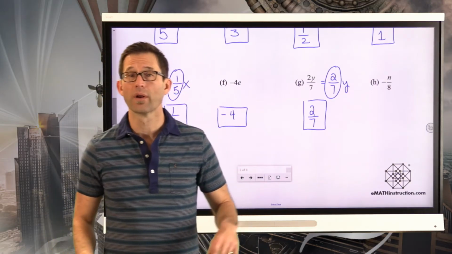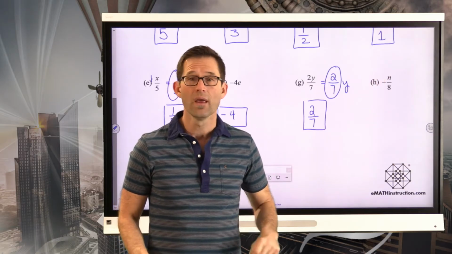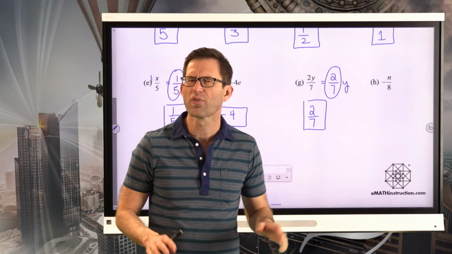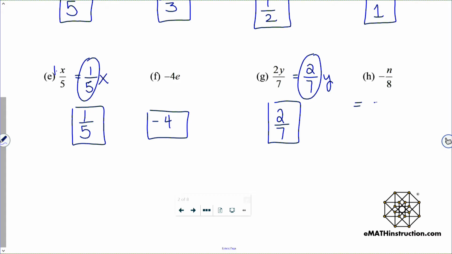And maybe the trickiest one of them all, -n divided by 8, right? Maybe the coefficient's -8, maybe the coefficient's 1/8. Nope, none of those, right? This is the same as negative 1/8 times n, so the coefficient is negative 1/8.